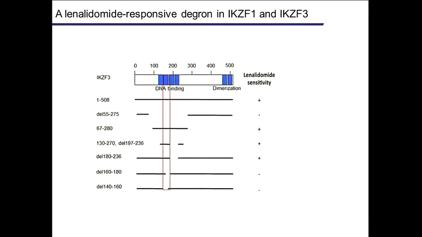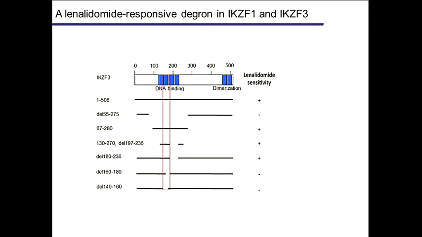So then we took these targets, IKZF1 and 3, and said, can we find just a little domain in that protein that targets these transcription factors for degradation only in the presence of the drug? And so we made a variety of mutants and found that this little piece here was sufficient to cause lenalidomide-dependent degradation of another protein. So you could stick this little sequence onto GFP or luciferase and add the drug, and then GFP or luciferase would go away.